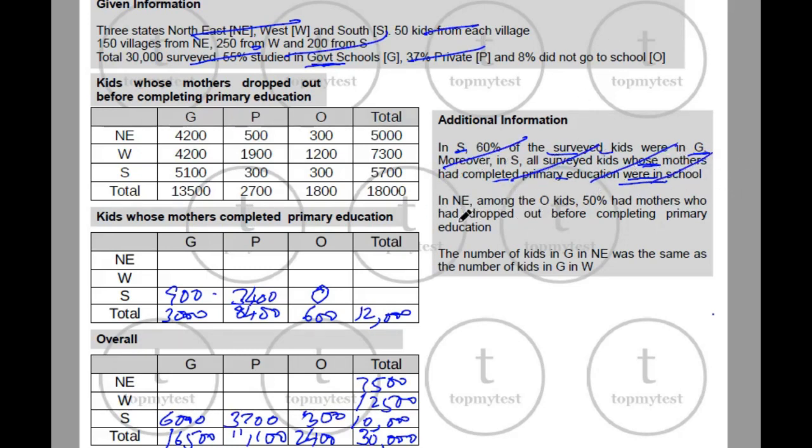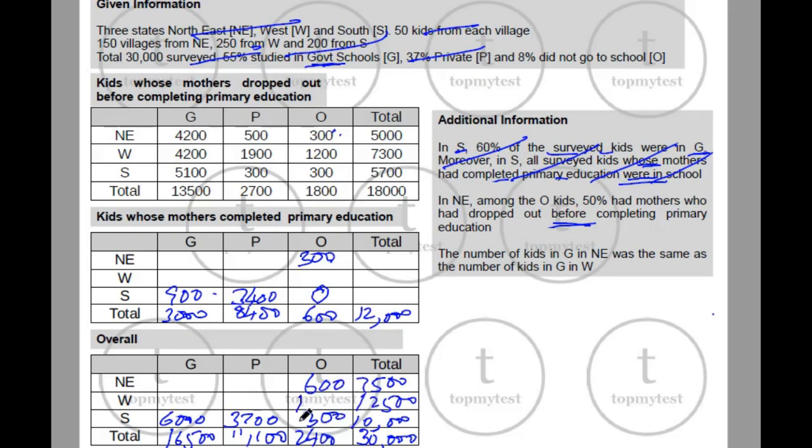Okay, in Northeast, among the O kids, 50% had mothers who had dropped out before completing primary education. Among all the O kids, 50% had dropped out, which means the remaining 50% did not drop out. So if this is 300, this should also be 300. This is 50%, so this should also be 50%. So this should be 300, total will be 600. Now I can add this and calculate. 300 plus 600 is 900.